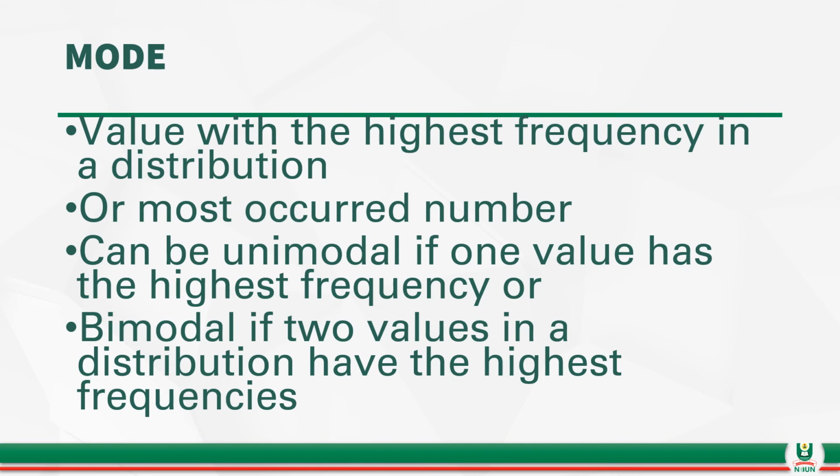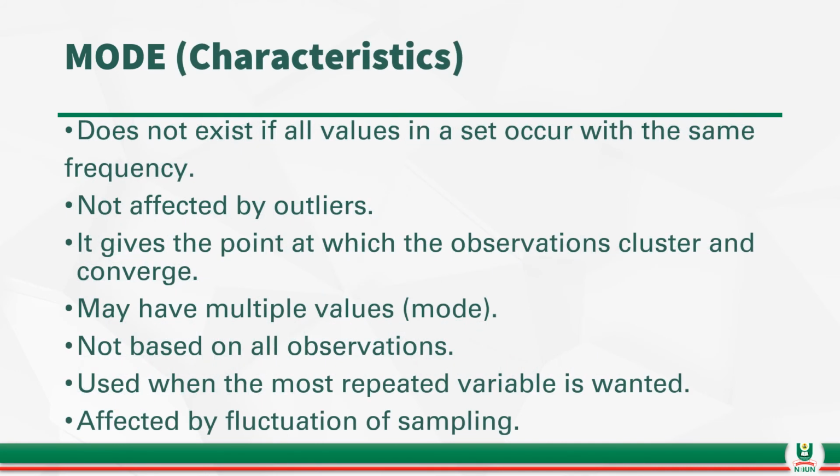Another measure of central tendency is the mode. The mode is the value with the highest frequency in a distribution, or the most occurring number. It can be unimodal if one value has the highest frequency, or bimodal if 2 values in the distribution have the highest frequencies. Further characteristics of the mode: it does not exist if all values in a set occur with the same frequency.